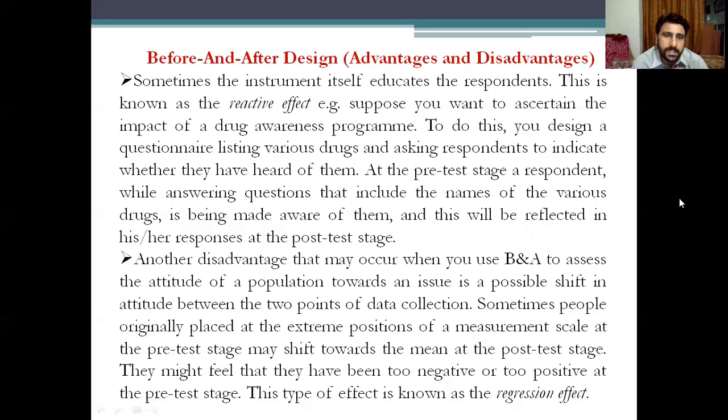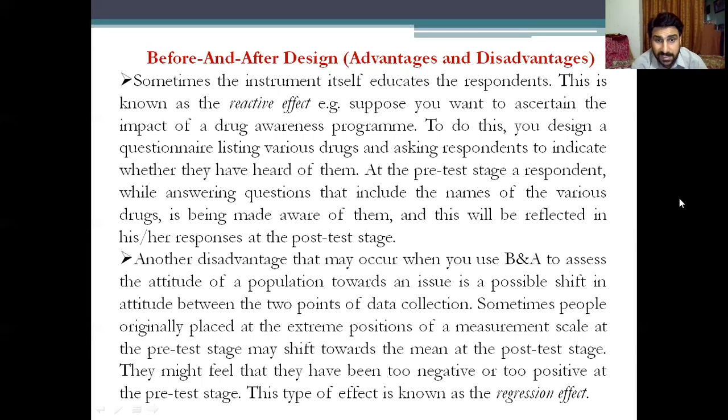Sometimes people are placed at the extreme position of a measurement scale at the pre-test stage, and the participants of the study feel they are too negative or too positive about the phenomena at that stage. When you first collected the sample, you questioned them with the questionnaire and noted down the observation. At that time, they might totally negate or totally support your theory, but during the course of time, they might realize, no, we were too negative about the phenomena, we were too positive.